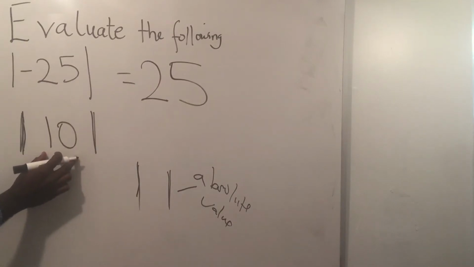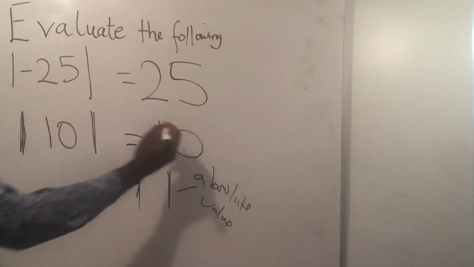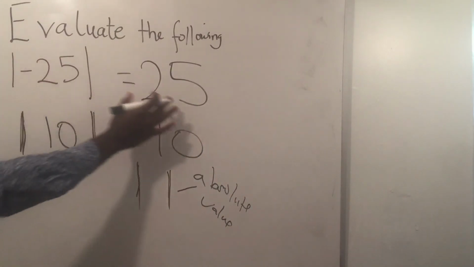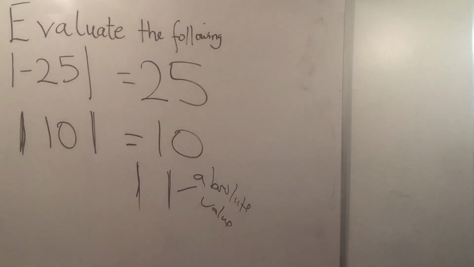So absolute value of positive 10 is what? Positive 10. So just remember, absolute value of any number is positive that number. And that's it. I hope you got this.